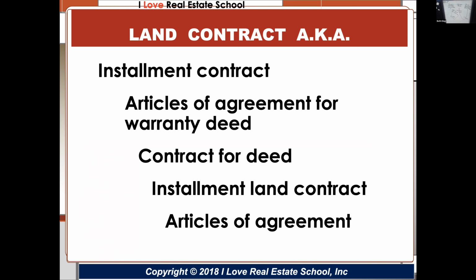Okay, so there's 5 different names for this in the state of Illinois. It's installment contract, articles of agreement, contract for deed, installment land contract, articles of agreement. Here's the deal. They all mean the exact same thing. It means owner financing or seller financing.